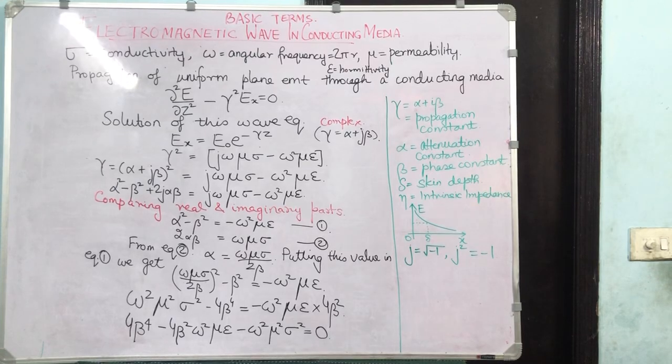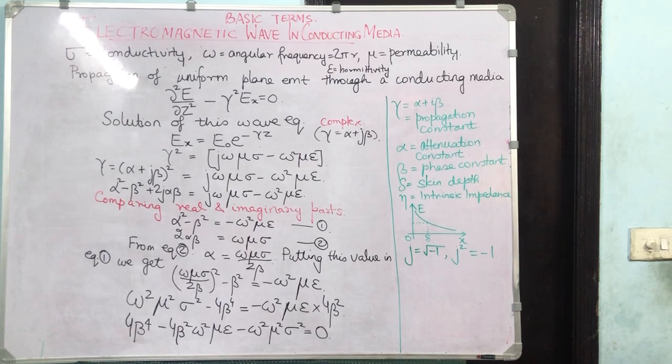Hello students, continuing with electromagnetic wave in conducting media. Today we are going to derive the mathematical expressions of propagation constant, attenuation constant, phase constant, skin depth, intrinsic impedance, wavelength and velocity. Now in order to derive the expressions for the same, quickly we remember that sigma is conductivity, omega is angular frequency, mu permeability, epsilon permittivity.